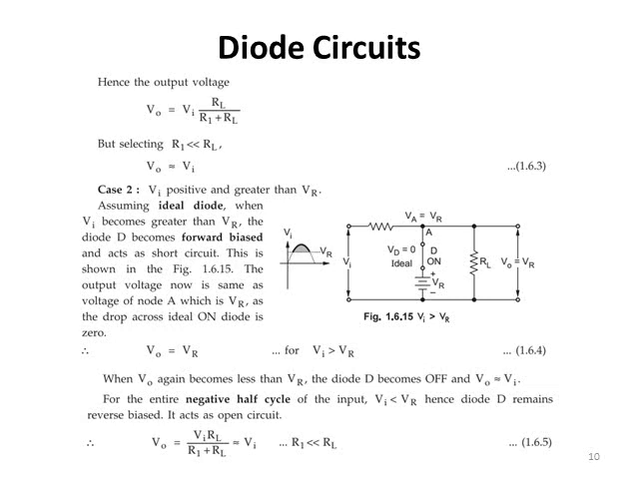When V0 again becomes less than Vr, the diode D becomes off and V0 will be approximately equal to Vi. For the entire negative half cycle of the input, Vi less than Vr, the diode D remains reverse biased, hence it acts like an open circuit. So V0 is equal to Vi into RL divided by R1 plus RL, which is approximately equal to Vi when R1 is much less than RL.